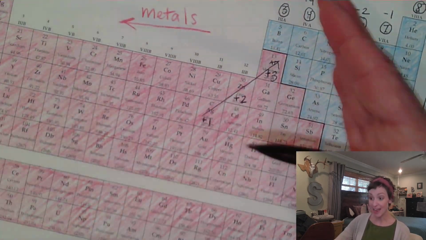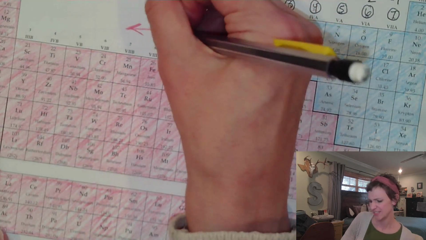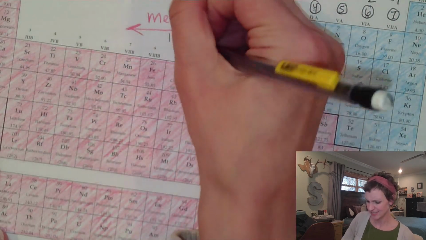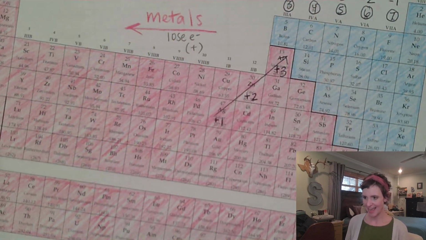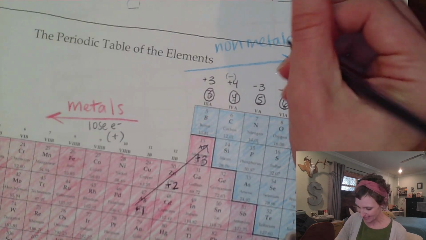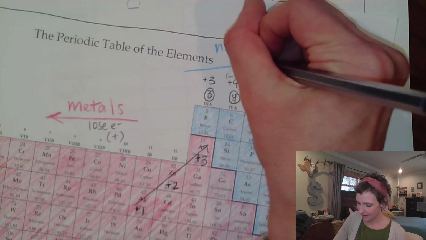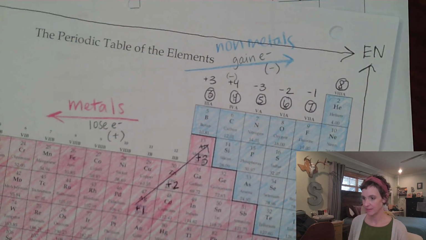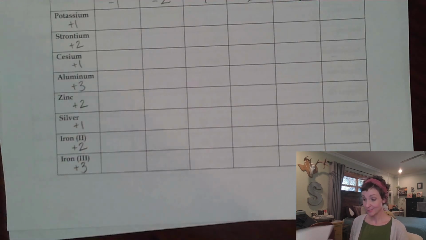Well, they're metals, right? I've colored them red, which means that metals, and in fact, we can write this on here, they lose electrons. This is a smart idea. Look at me being smart. Yeah, positive. And then we can also write for our non-metals, they gain electrons, and they can be negative. Perfect. I love that. So it's going to be a positive.